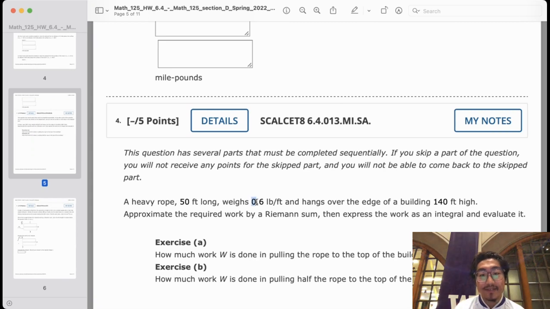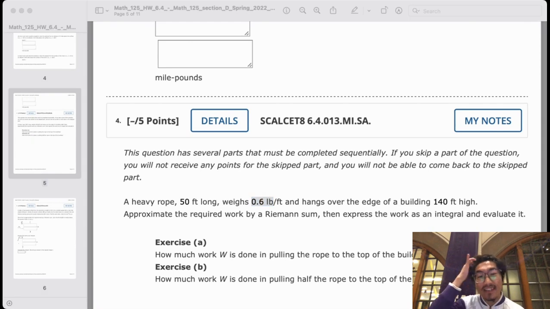The rope is 50 pounds at 0.6 pounds per foot. What we need to find is the force by gravity on each section of the rope. It's going to be 0.6 delta x. We divide the rope into different segments, each segment called delta x. The work done lifting the rope is 0.6 delta x times x.